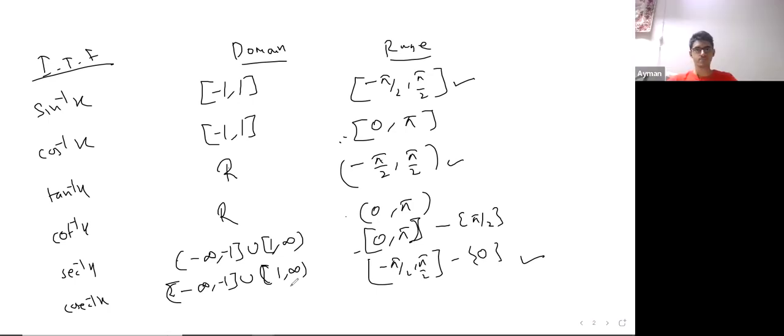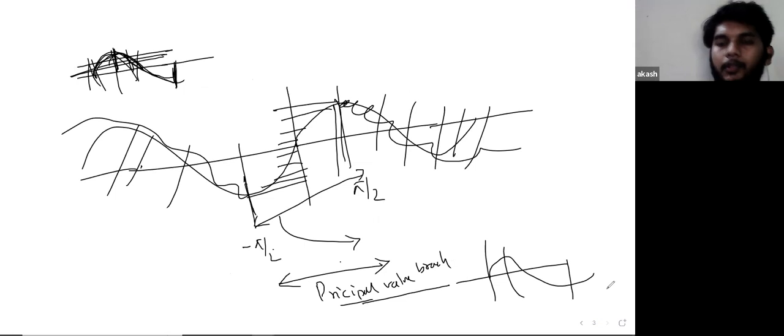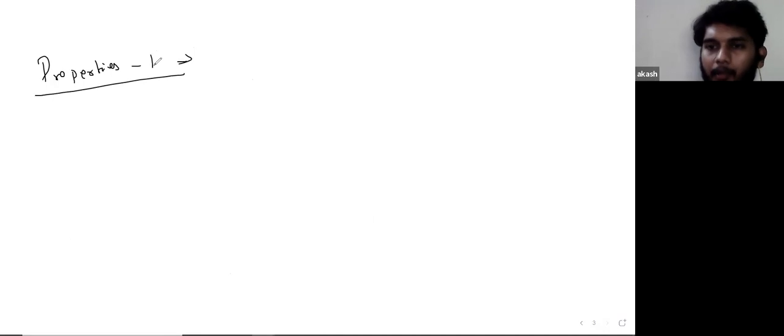Okay, I'm done. So this is the domain and range of inverse trigonometric functions. This you have to remember. Then you have to remember a few properties. Properties are very easy to remember, but you have to first remember domain and range to solve questions.